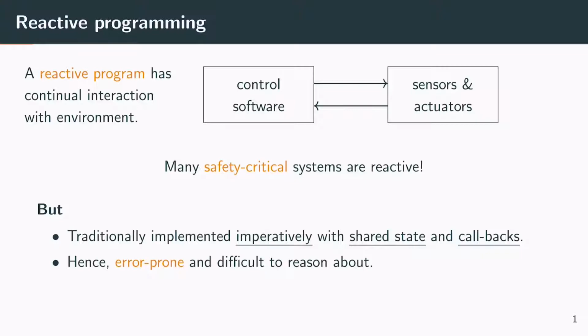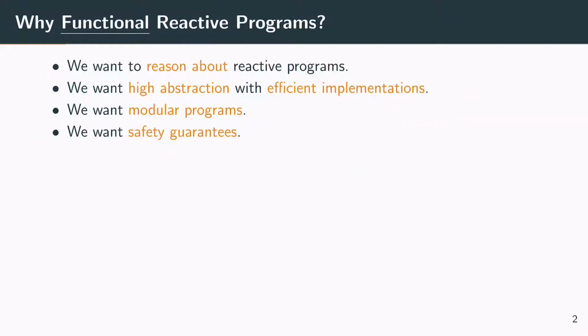And it's very difficult to understand what this kind of software will do. So if you get a piece of code that is written in this style, it's very difficult to understand what's going on. So this is very difficult to reason about, and therefore these programs are very much prone to errors. So what we want to do instead is to program these kind of systems in a functional style. So we want to use high-level abstractions to program reactive systems. We want to program them in a modular fashion and want to be able to express safety guarantees using types.